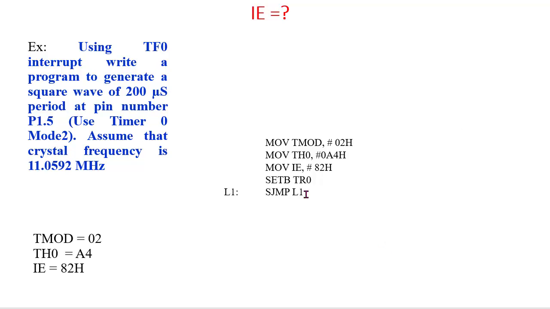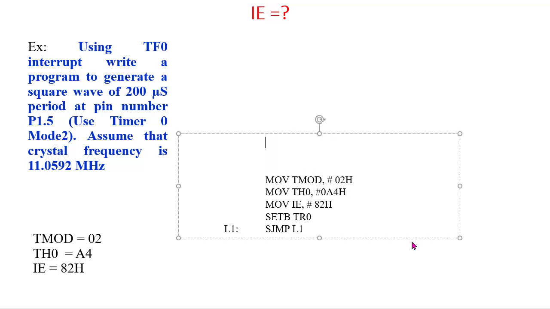Now the program is here at this instruction, LJMP L1. As the timer is running, the value of timer 0 is incrementing. When it reaches the maximum and rolls over, the interrupt will occur. What will happen when the interrupt occurs? For that, we need to write the program in the interrupt service routine. In this case, the TF0 interrupt has been used, so the corresponding interrupt service routine will start from 000B.